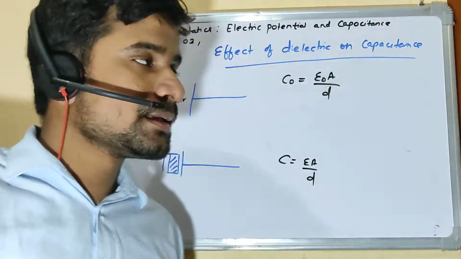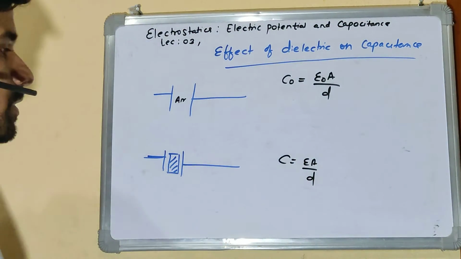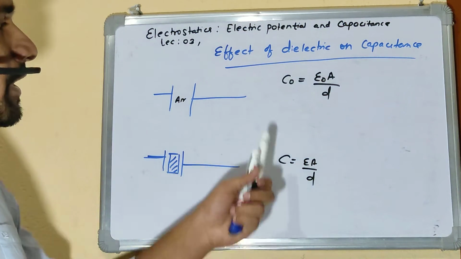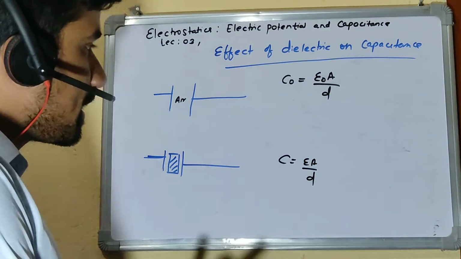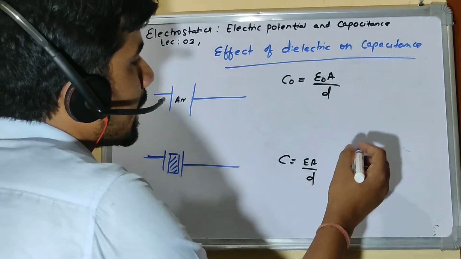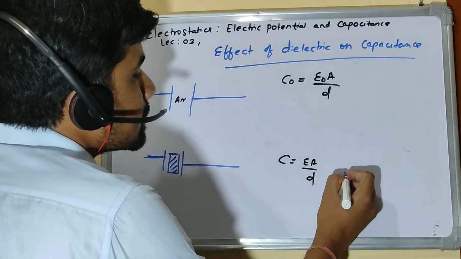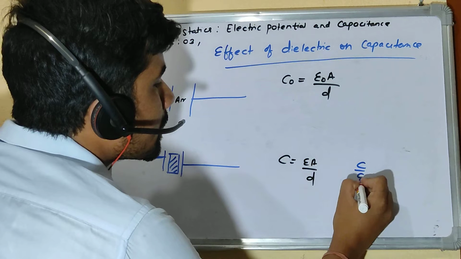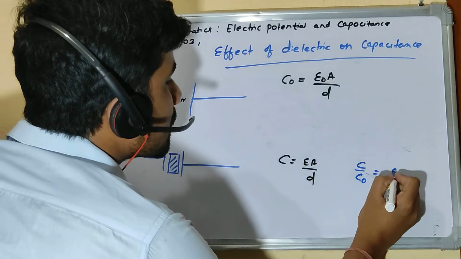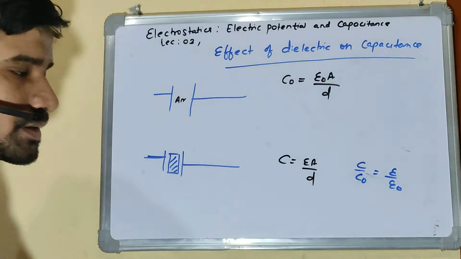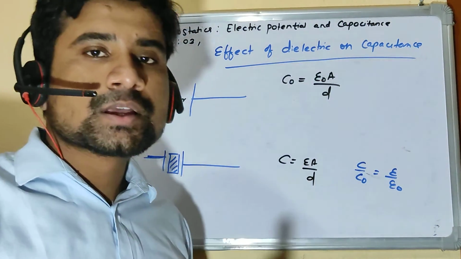Epsilon A by D, right? Now, if I take a ratio of these two, C by C naught, I can say that C by C naught is nothing but epsilon by epsilon naught.